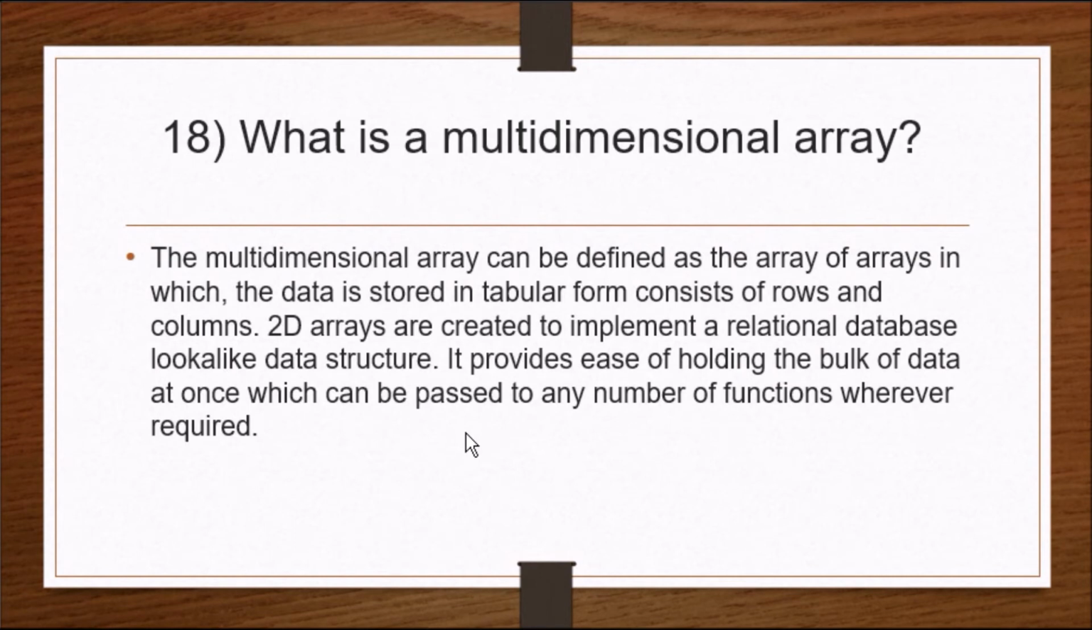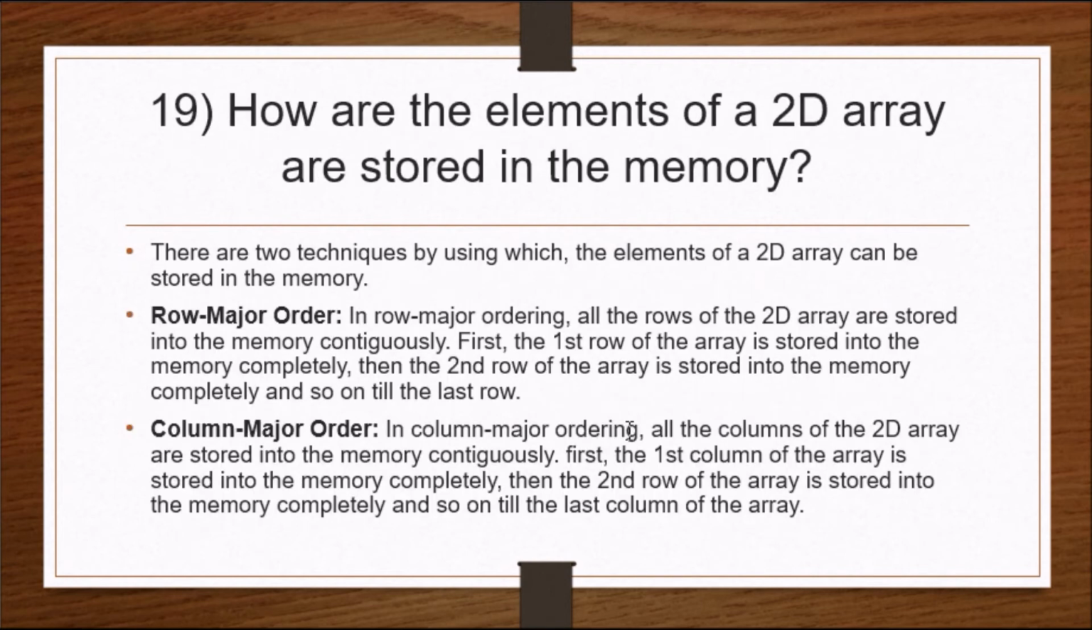Next question is, what is a multidimensional array? The multidimensional array can be defined as an array of arrays in which the data is stored in tabular form, consisting of rows and columns. 2D arrays are created to implement a relational database look-alike data structure. It provides ease of holding a bulk of data at once, which can be passed to any number of functions wherever required.